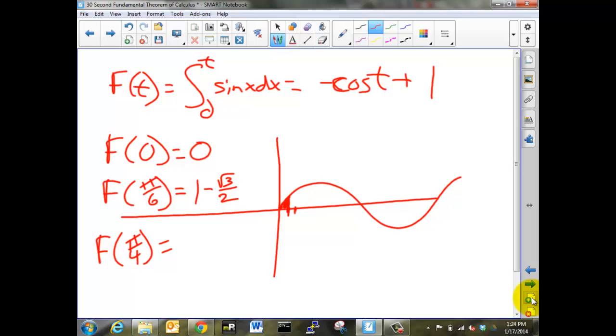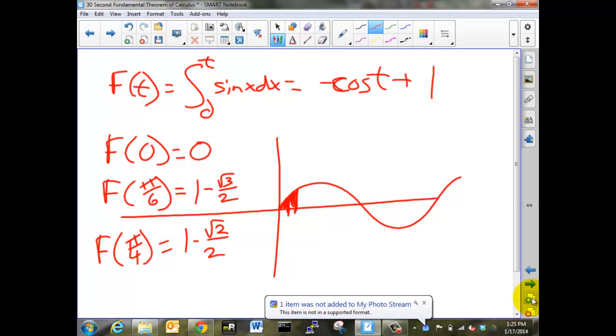What happens when you put pi over 4 in this function? What do you get? Root 2 over 2, so it becomes 1 minus root 2 over 2. So let's say it's here at that line. Now, does this function value here include this one up here? Because it's area, okay? So do you see, if I go to pi over 2, pi over 3, it's going to keep growing, right? This is sometimes called an accumulation function.